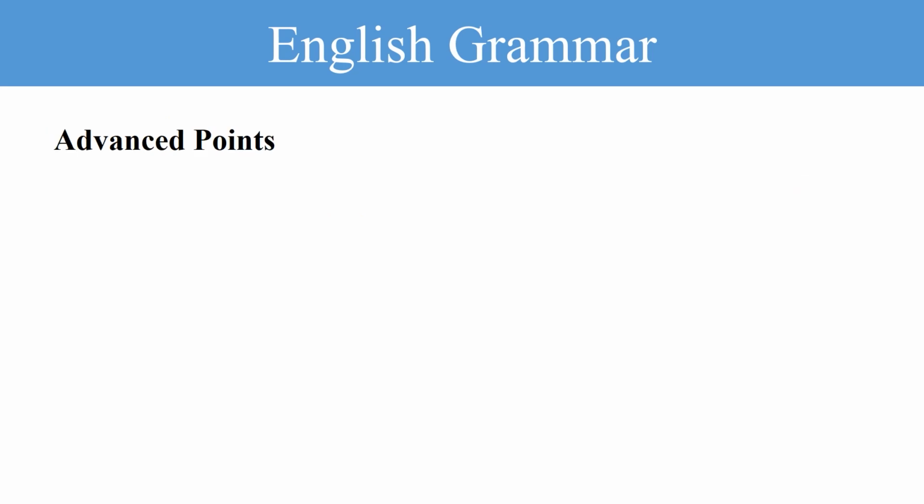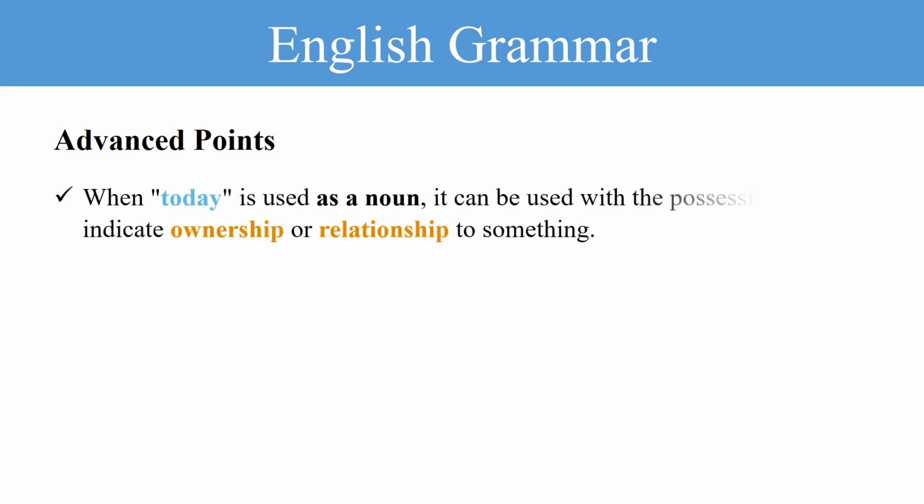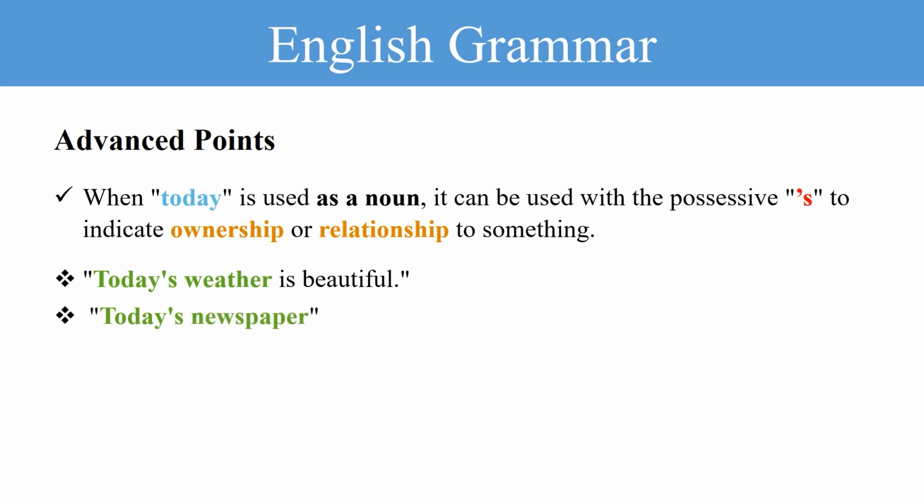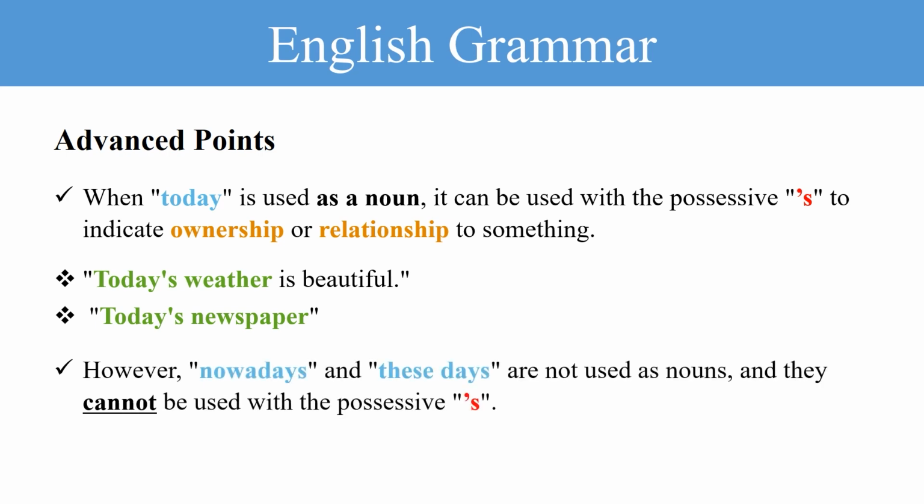In this section, we are going to talk about a couple of advanced points. When today is used as a noun, it can be used with the possessive s to indicate ownership or relationship to something. For example, today's weather is beautiful indicates that the beautiful weather is specifically related to the current day. Or, if you want to talk about a newspaper that was published on the current day, you could say today's newspaper. However, nowadays and these days are not used as nouns, and they cannot be used with the possessive s.